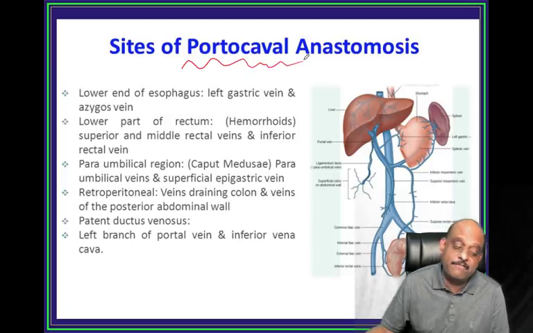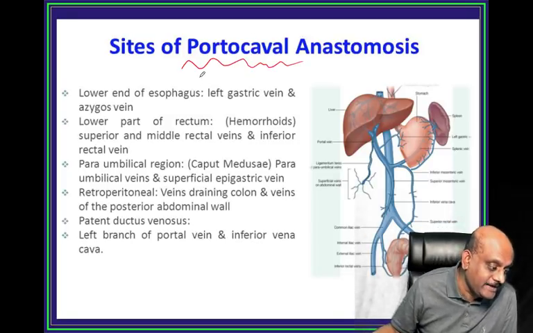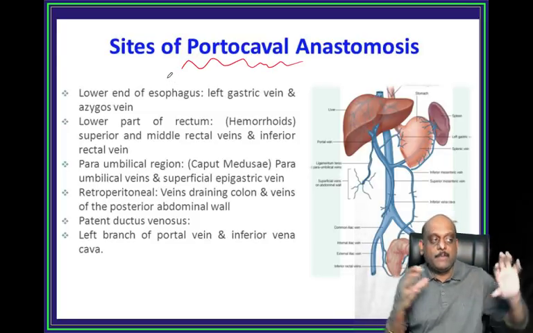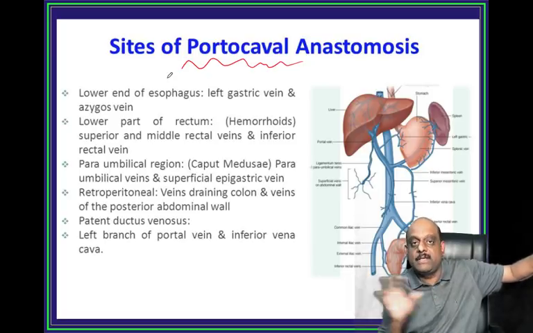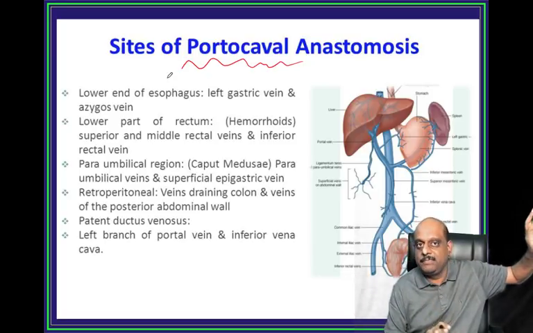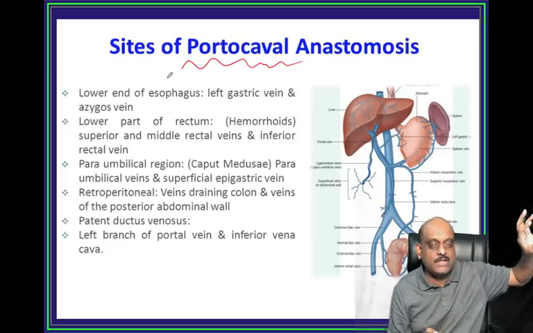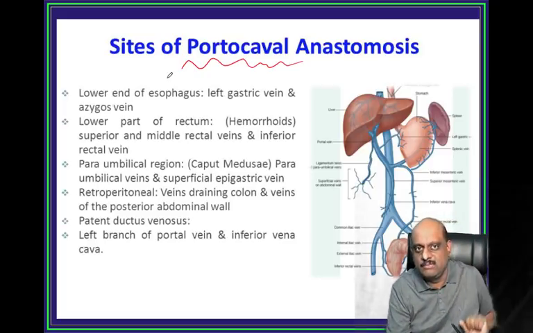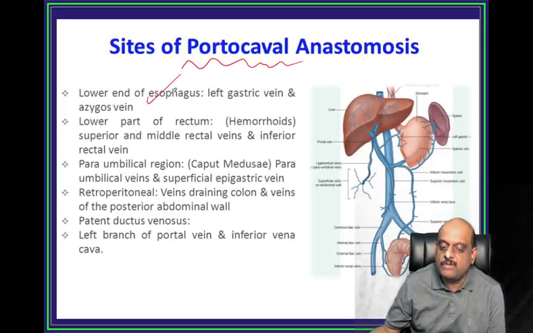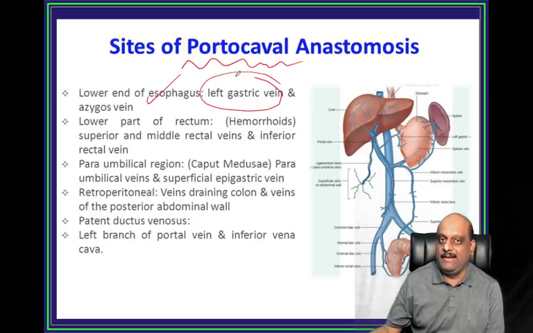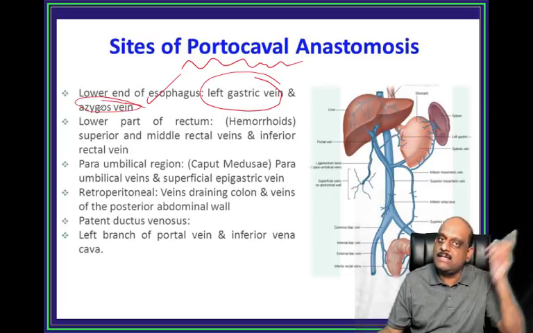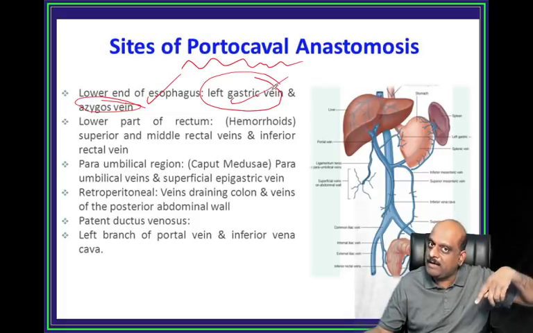Now doctor, portocaval anastomosis is the favorite topic of the examiner, right? Where are all the portocaval anastomoses? That means one vessel comes from the portal system, the other from the systemic. What is systemic, doctor? Systemic is the IVC and its branches. Portal, you know now: splenic vein and inferior mesenteric vein form the portal vein. So in the lower end of the esophagus, the left gastric vein and the esophageal vein. Esophagus is the systemic part, left gastric vein is the part of the portal.